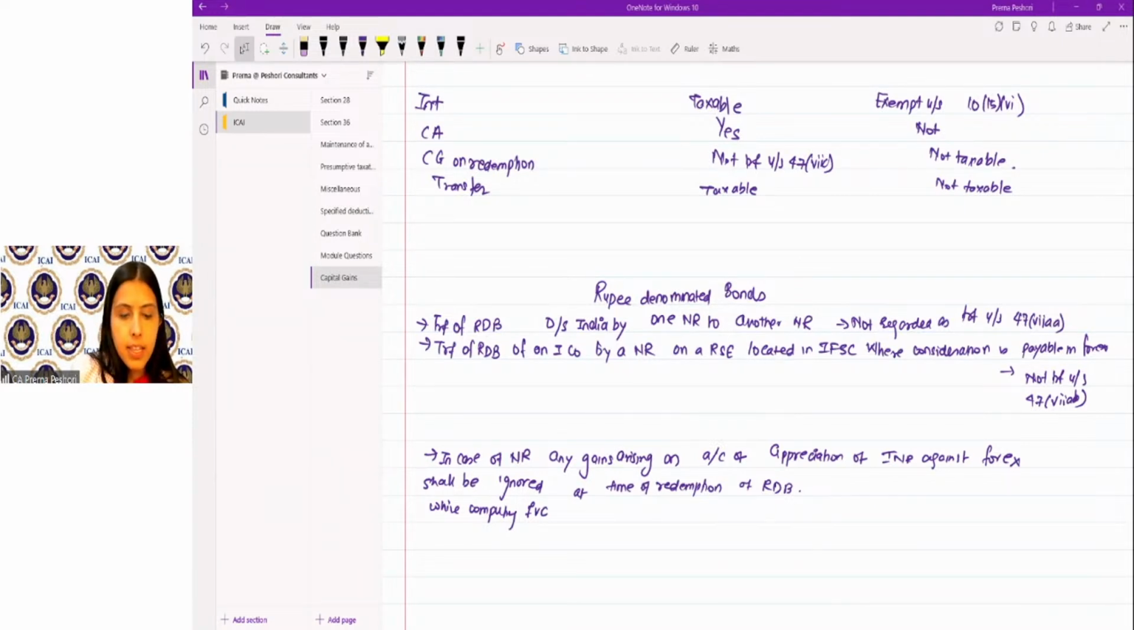Okay. Then, are we clear? Okay. Any doubt? Redemption of preference share, as I said, is considered as transfer. It is a transfer. Okay, last one.